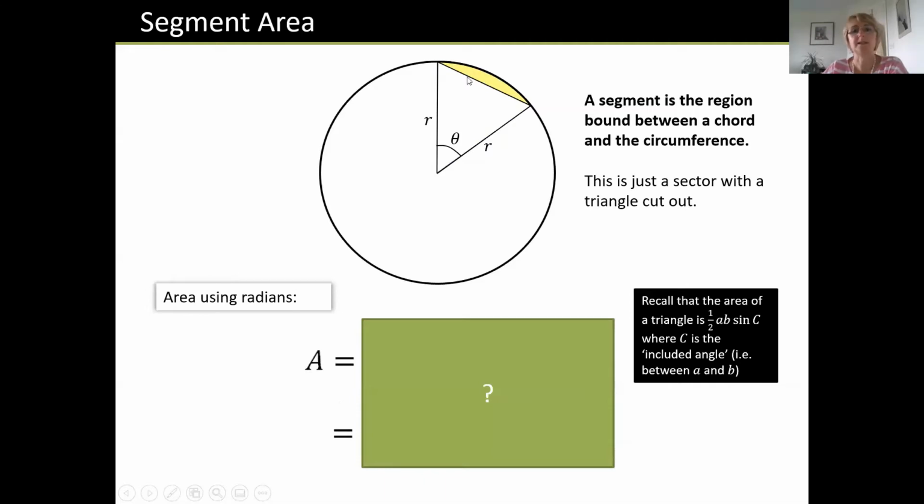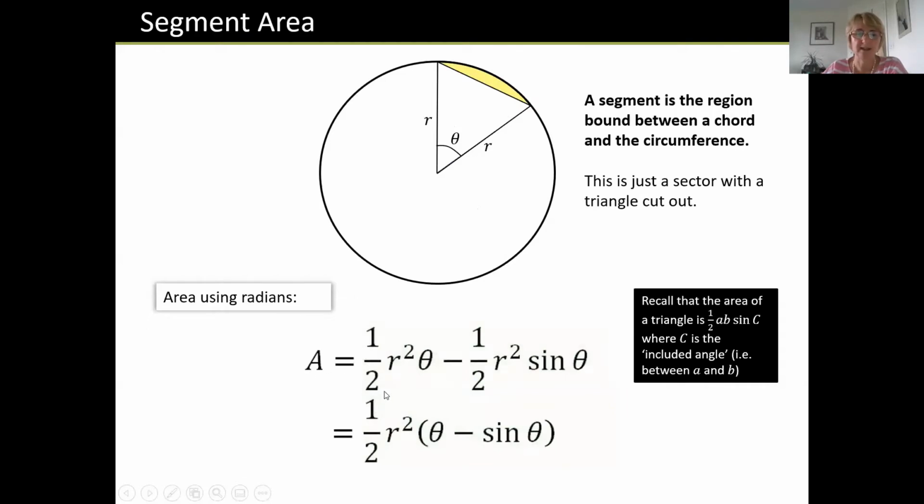If you're looking at a segment, so this is the shape of an orange segment, the shaded bit there, it's really just a sector with a triangle cut out of it. So to think about the area, imagine the area of the whole sector, so that's half r squared theta, as we've just seen, and subtract the area of this triangle. Now this triangle is not a right angle triangle, so the formula for the area of that triangle is half r squared sine theta. So there we are, that's the sector, that's the area of the triangle, and you just subtract the two.